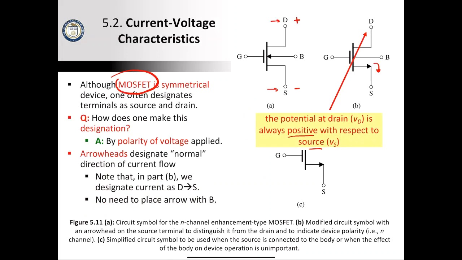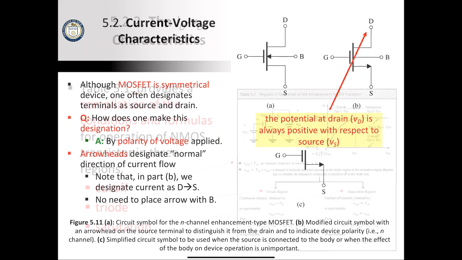Although a MOSFET is symmetrical, we often will designate the terminals as source and drain based on the polarity of the voltage being applied. So the drain is always assumed to be where the positive terminal is applied, and source is either grounded or would be where the negative terminal is applied. And so these arrowheads here designate the normal direction of current flow. But as you can see, this is all dependent on your definition of how it works. Normally, you would choose to follow the convention.